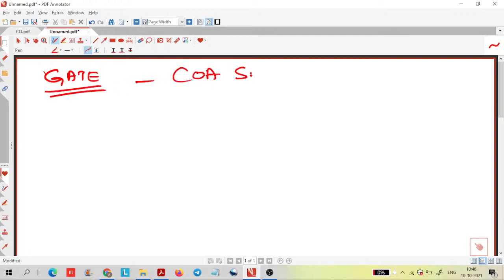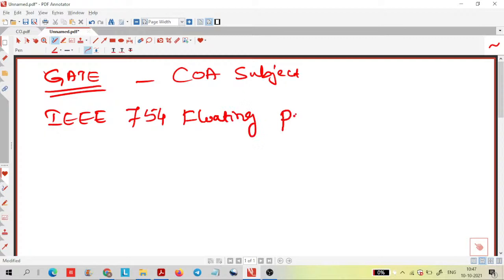COA subject, IEEE 754 floating point data representation. Here I'm going to discuss some previous year questions and some concepts.